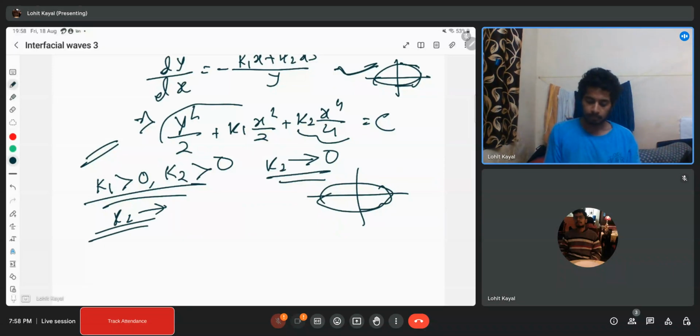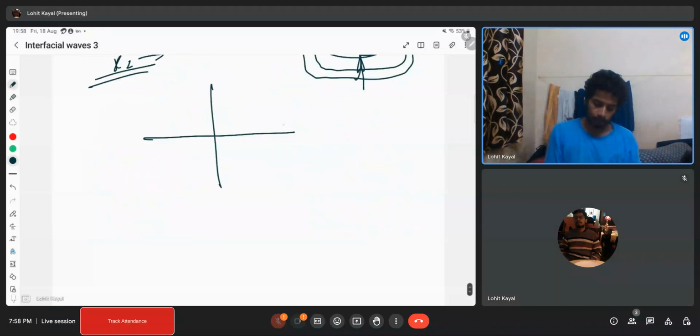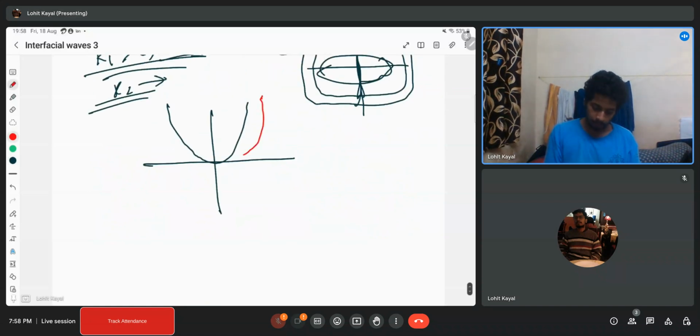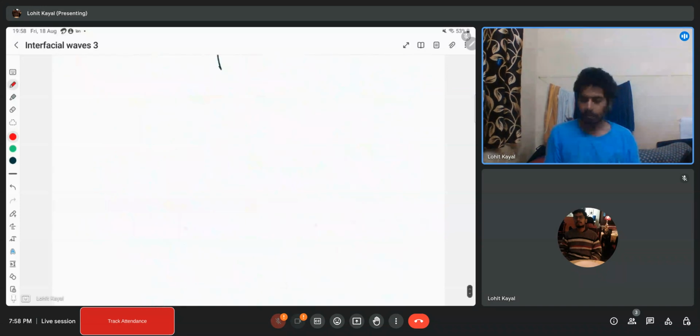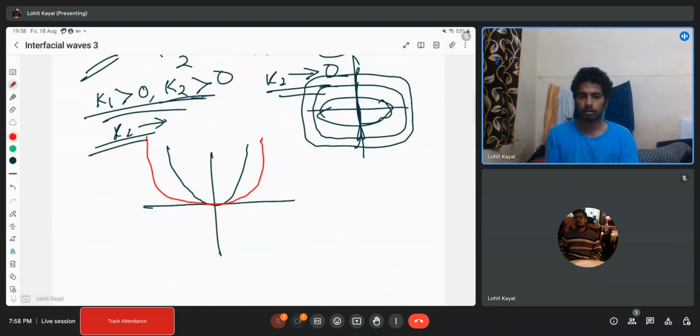Now if you increase k2, then what will happen? But k2 is positive. You will see that it will remain intact as a closed orbit, but its shape will change something like this. Why? Because if you just plot y equal to x square, it is like this, but y equal to x to the power 4 is more flat. So that will affect your shape, but finally it will be a closed orbit.